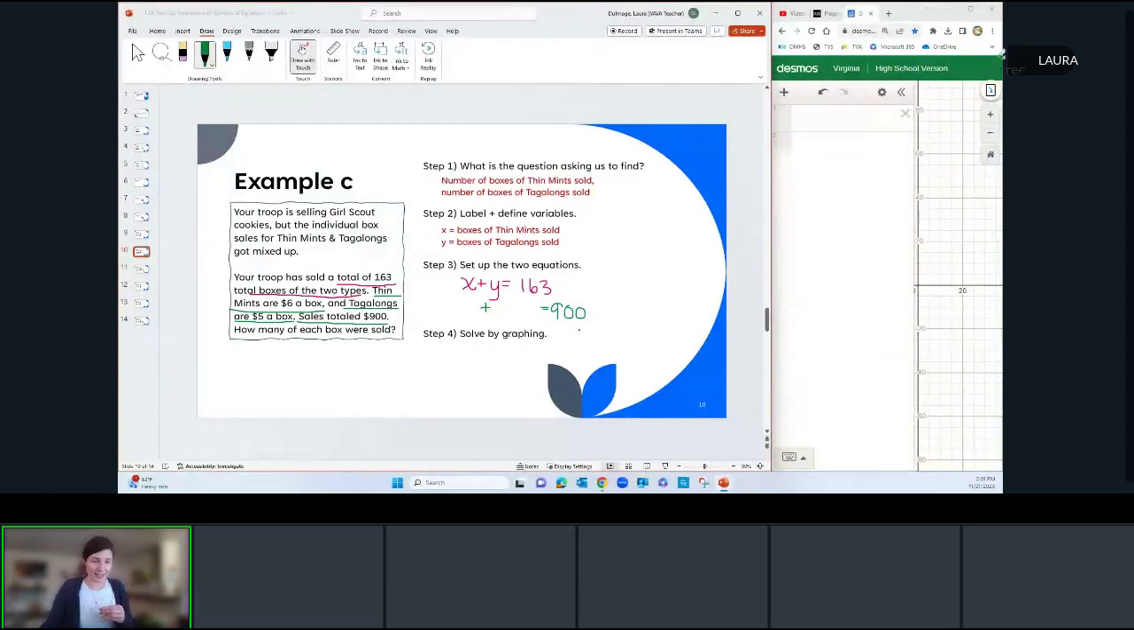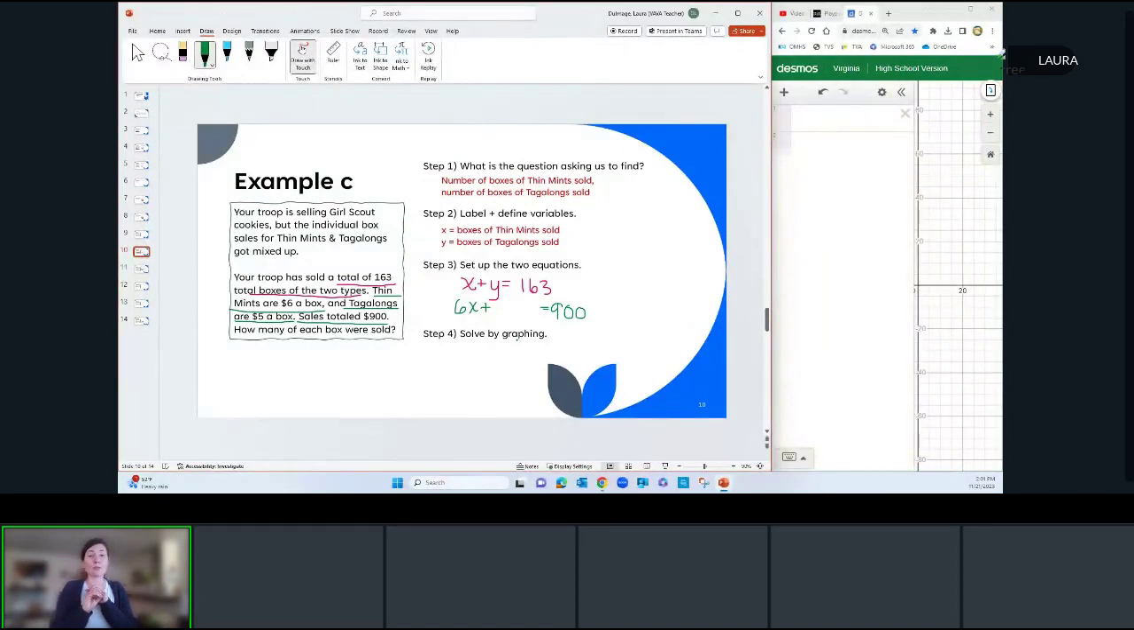This is money, and we have to multiply the cost per box by how many boxes. Thin Mints are $6 a box. So we sold, or we raised, $6 times the boxes of Thin Mints. So $6 per box times how many boxes there were is the total money for Thin Mints, 6x.